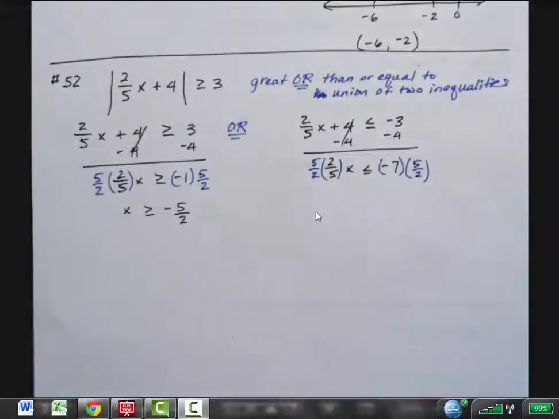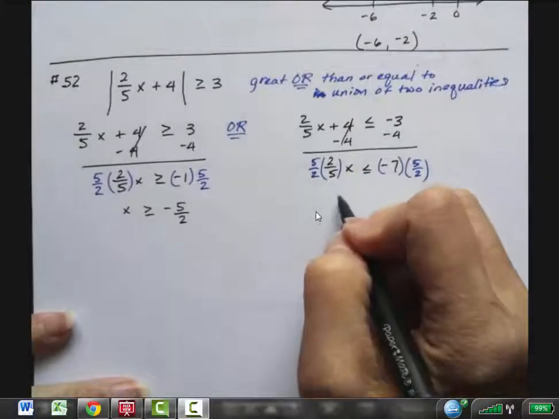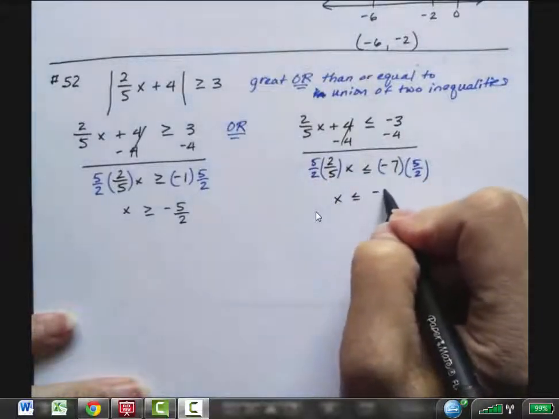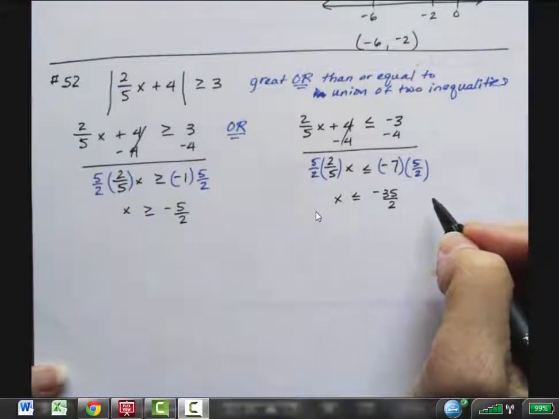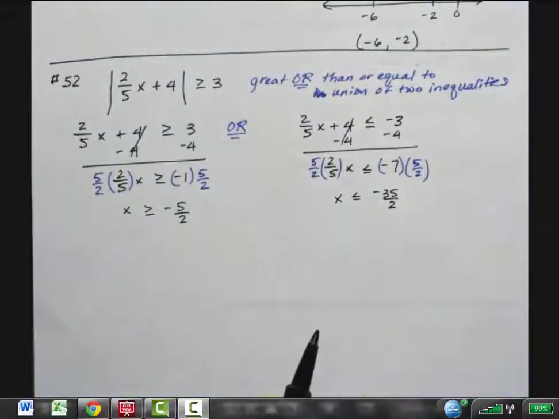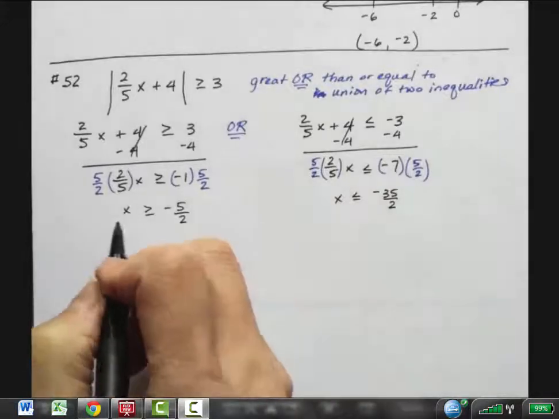And on the left, I end up with x. On the right, I'm going to end up with negative 35/2. It may be helpful for you to rewrite these as mixed numbers.